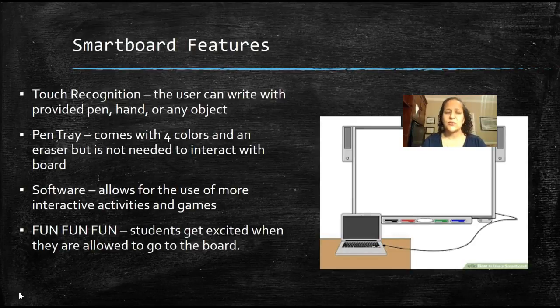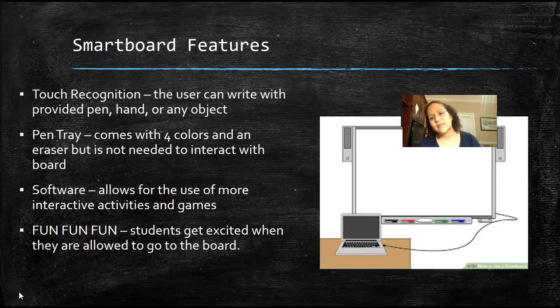Smartboard features. There's touch recognition. You can write with the pens that are provided, and the smartboard comes with a black pen, red pen, green pen, blue pen, and an eraser. But there's no reason why you need to use any of that. You can use your hands. It has that pen tray with the four colors and the eraser. It also has software. You can use that software to download games, activities, whatever you need.